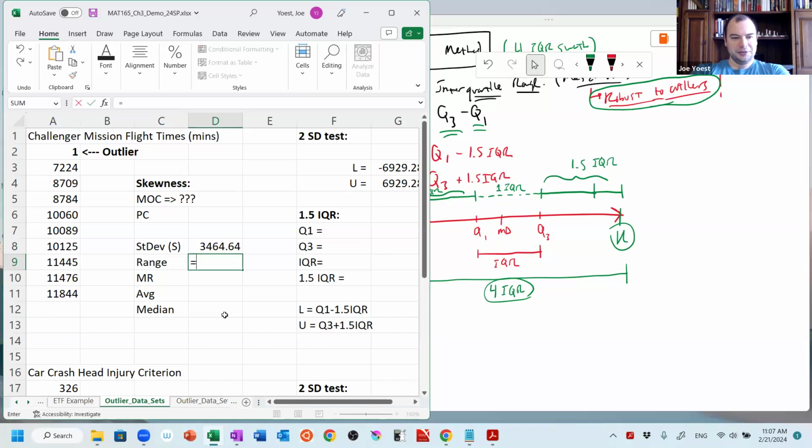I need the range, which is the max minus the min. I need the mid-range, which is max plus min over 2. I need the average and the median.